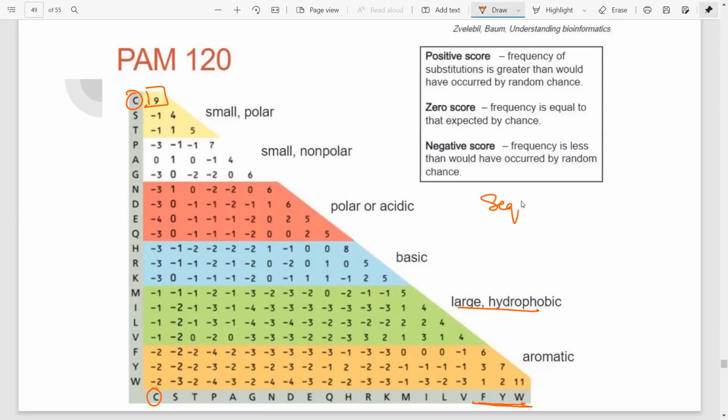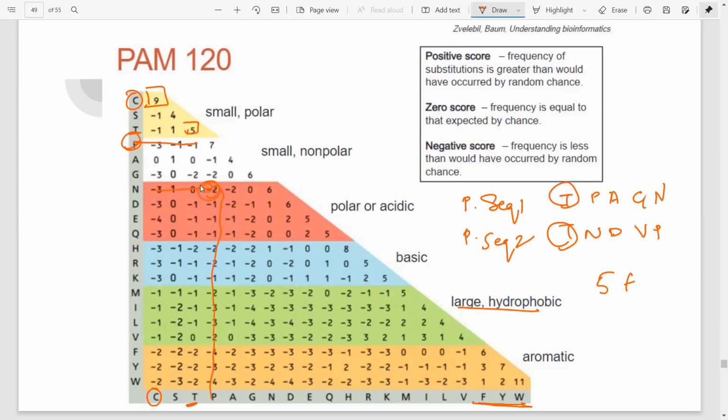To make it easier, let me write this. Protein sequence 1, protein sequence 2. Let's say you have protein T, P, A, G, N, and you have another protein T, N, D, let's say V, and again P. Okay, now let's score this. T with T is an exact match. So T with another T, where is that? Over here. So you assign a value of 5, correct? Then you have P with N. So let's see for P with N. It's -2.